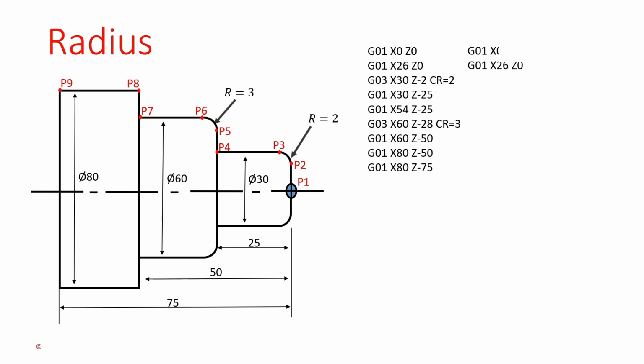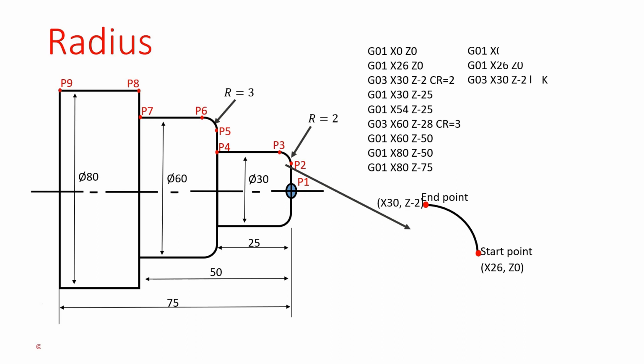Third point value is G03, x30, z-2. I don't define the CR value here. In this method, we require I value and K value. This arc I draw here for calculation of I and K values. This is the radius start point, value is x26, z0. And this is the radius endpoint, value is x30, z-2.